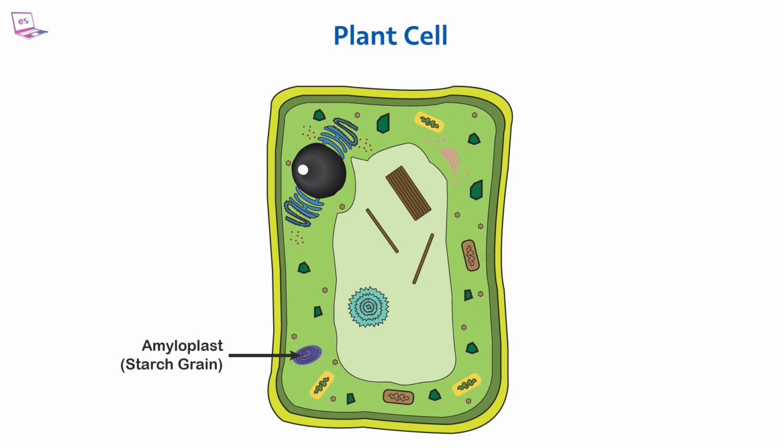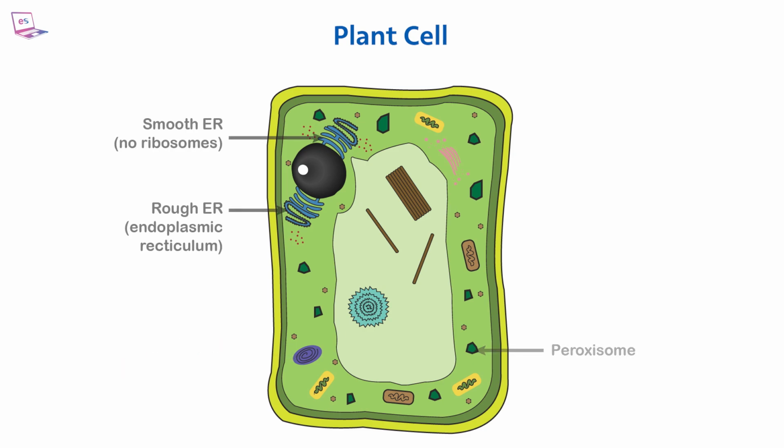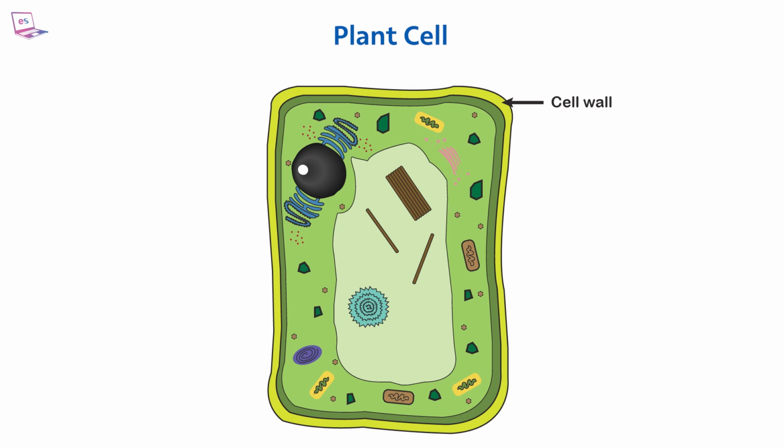Amyloplast. It produces starch and stores that in plants. Peroxisome. It takes part in several oxidation processes. Endoplasmic reticulum. It is involved in synthesizing and transporting proteins. Cell wall. It provides strength and protection against stress. Cell membrane. It separates the plant cell's internal and external environments.